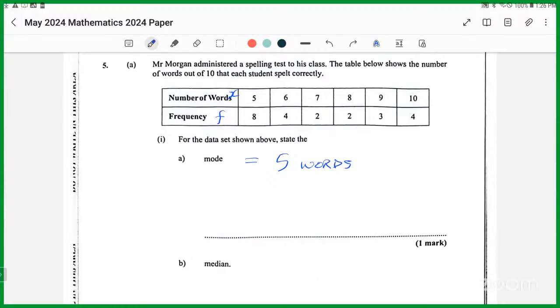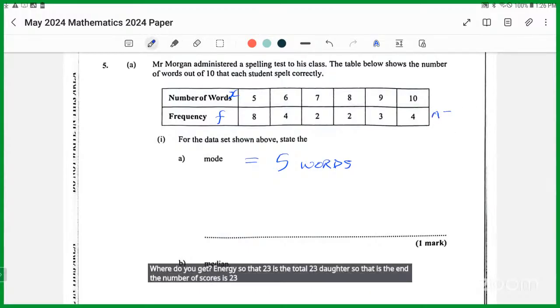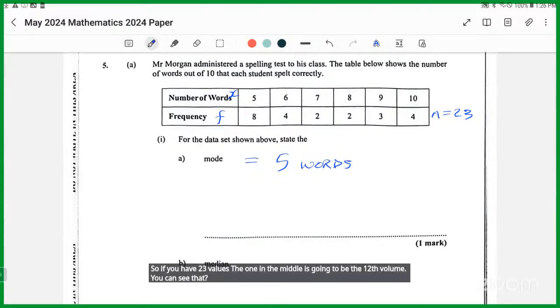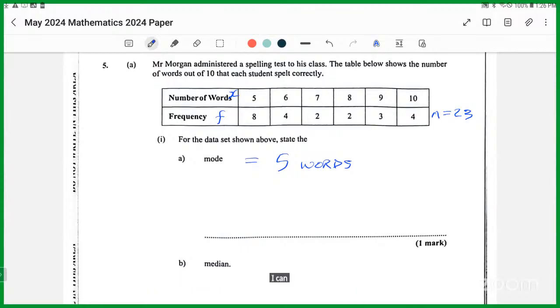23. So that 23 is the total, right? 23 total. So that is the n. The number of scores is 23. So n equals 23. So if you have 23 values, the one in the middle is going to be the 12th value. Can you see that? Like you divide the 23 by 2. So you have 11 on one end and 11 on the other end. So the value in the middle of 23 values will be the 12th value. You can reason that out.